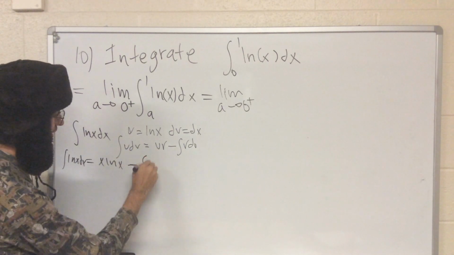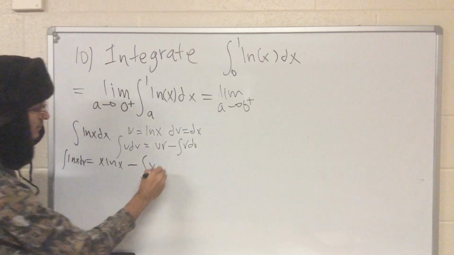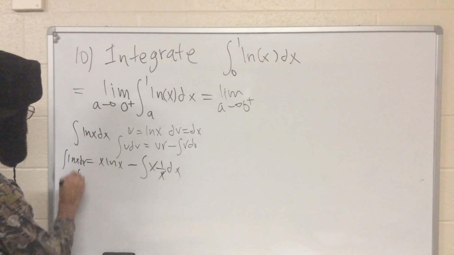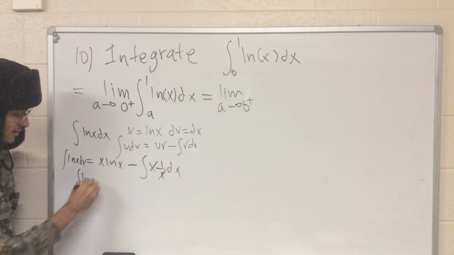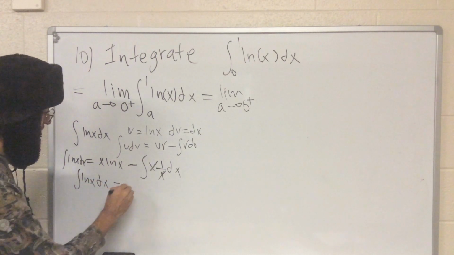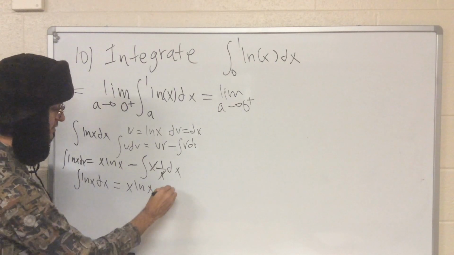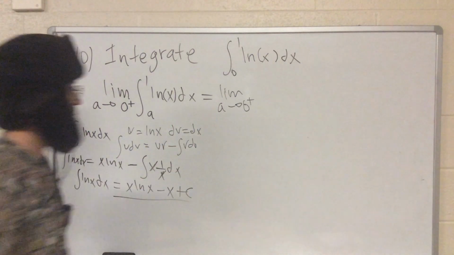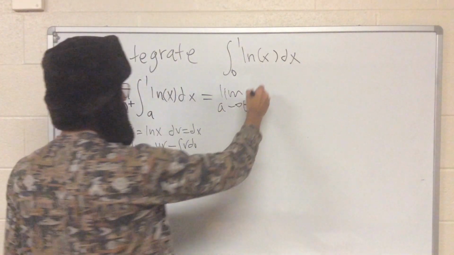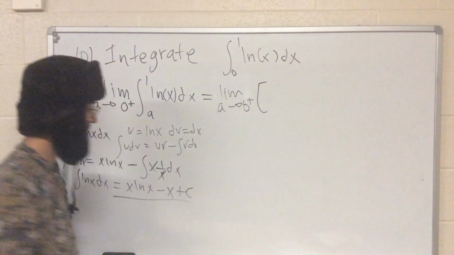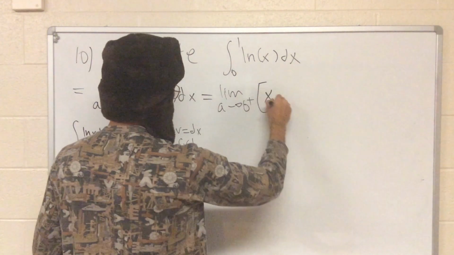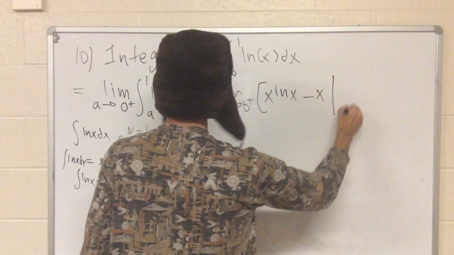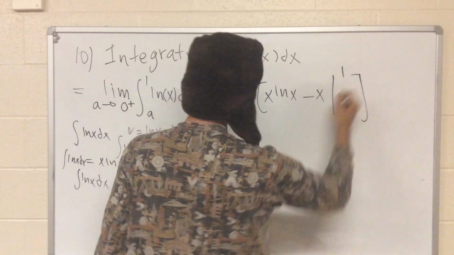Minus the integral of x du. du is 1 over x dx. And look at that, this cancels out. So we know that the integral of ln of x dx will be equal to x ln x minus x plus c, the indefinite integral, right? But we're doing an improper definite integral over here, so this will be the limit as a approaches 0 from the right of x ln x minus x from a to 1.